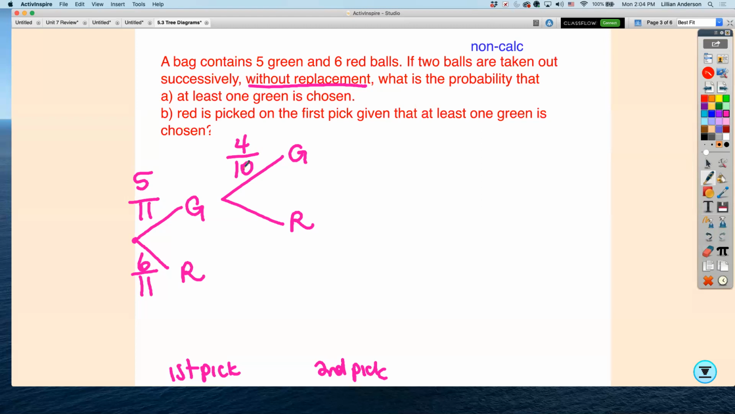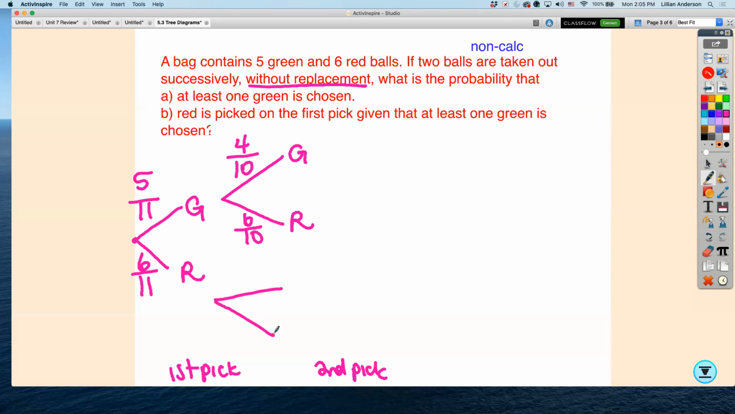Do we round it or not? No, we leave it like that. I mean, if you want to reduce, you can. 5 out of 10. Not for a red. Oh, that's right. 6 out of 10. 6 out of 10, because, well, one, the branches need to add up to be 1. But because I picked green the first time, all 6 red marbles are still there.